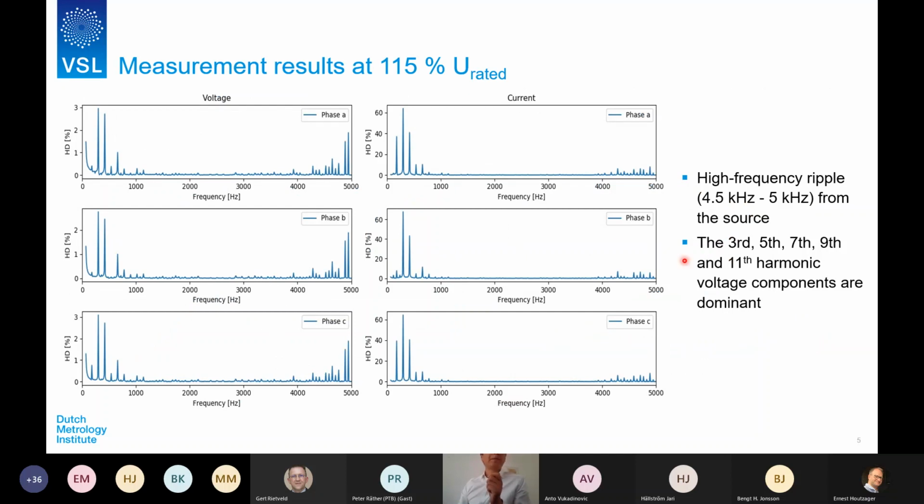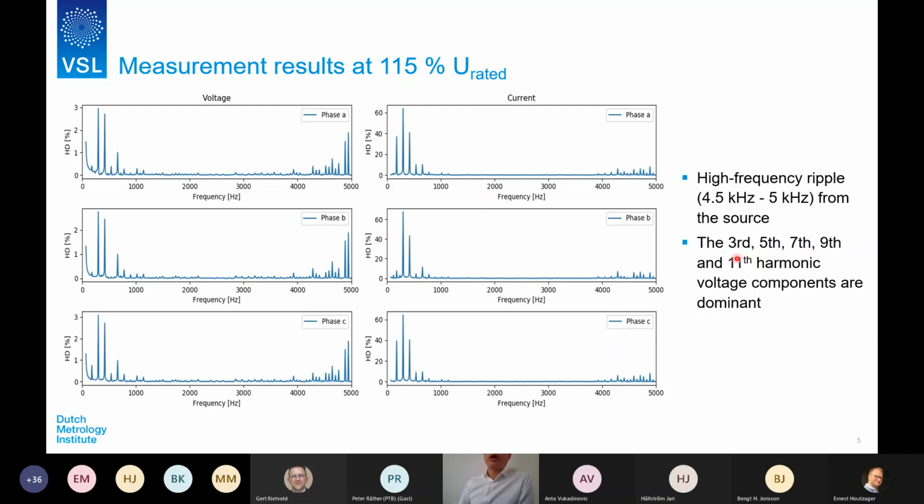Frequency spectrum. This figure shows an example of the three-phase voltage and current frequency spectrum. We can see that the dominant voltage harmonic components appear at the 3rd, 5th, 7th, 9th, and 11th. Of course, correspondingly, we can also find them in the current spectrum.